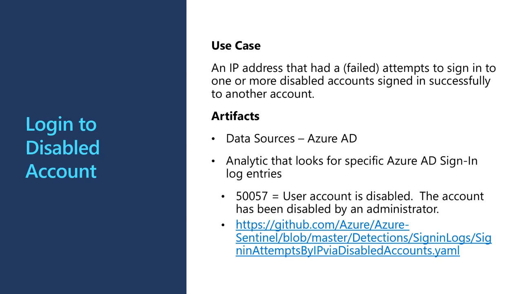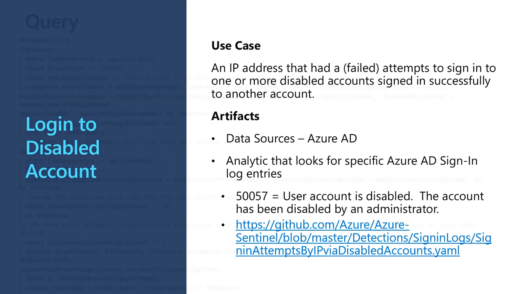So we're looking for IP addresses that had failed attempts to sign into one or more disabled accounts, but they've also signed in successfully at another account. That's really our more definitive use case that we're trying to identify. The data source that's going to provide us this information is Azure AD.